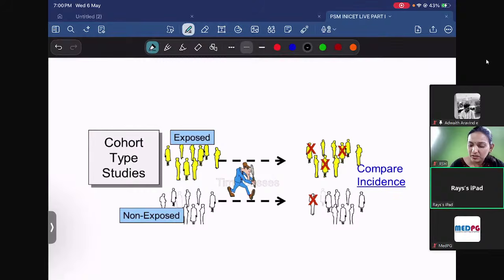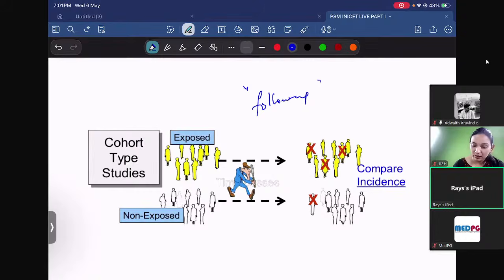What are the clues in the question that will tell you this is a cohort study? Follow up. Okay, that is one word that will tell you this is a cohort study. In a cohort study, you have exposed and unexposed people, and they are being followed up for a longer period of time, and then you compare the incidence. That's how you do it in a cohort study. Suppose I want to study the natural history of a disease. The best study design would be a cohort study, because I'm following them up and I can actually define the natural history of the disease when I'm doing a cohort study.